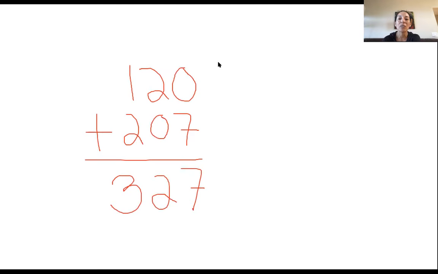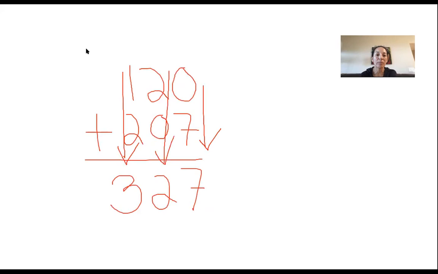But remember, what's really important is that we always do the ones place first, right? Want to do that first. And then you're going to do the tens place, you see there. And then we go down and do the hundreds. And that's what we do. We work from right to left, okay? All right, so I hope that helped. So please, it's now your turn to do the rest of the problems.